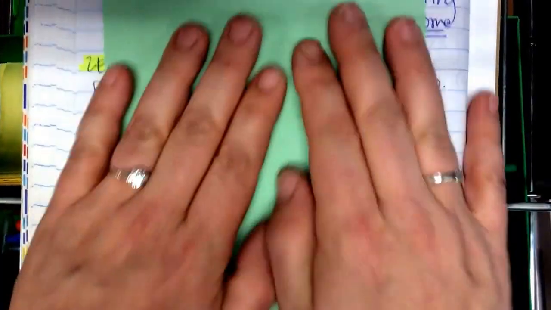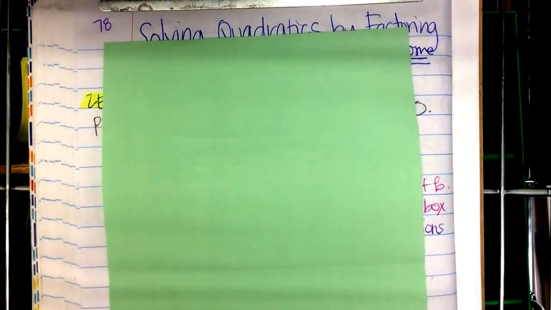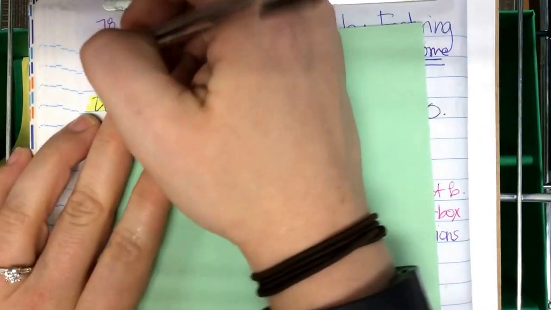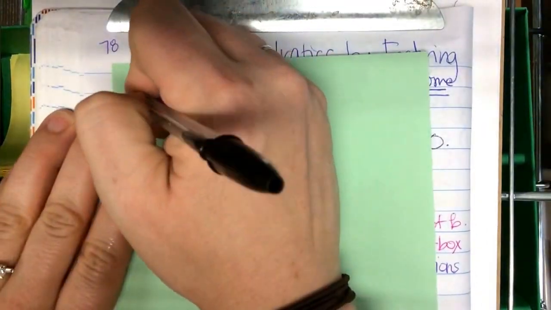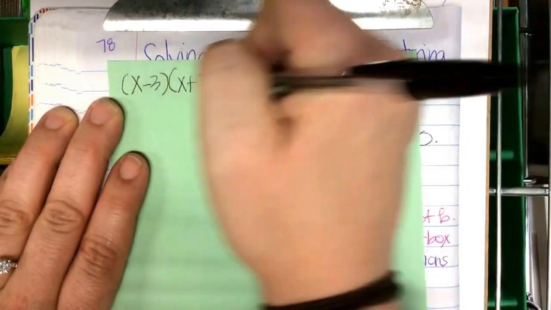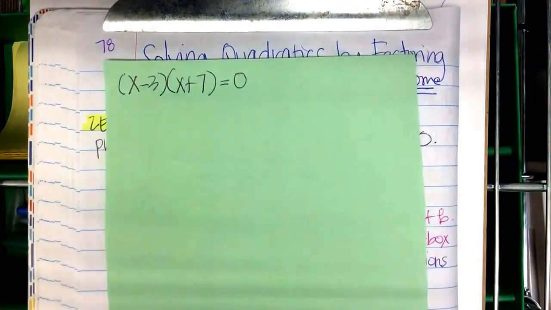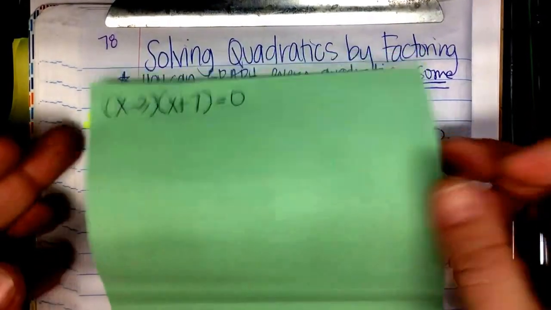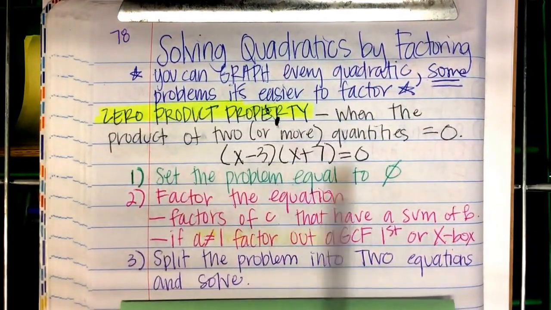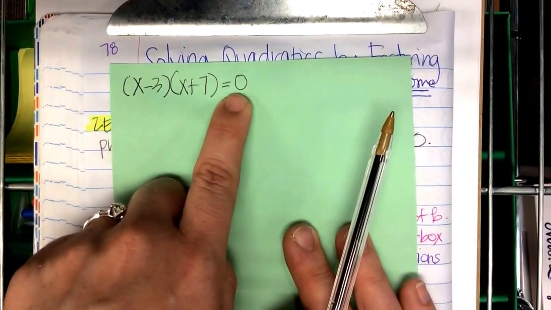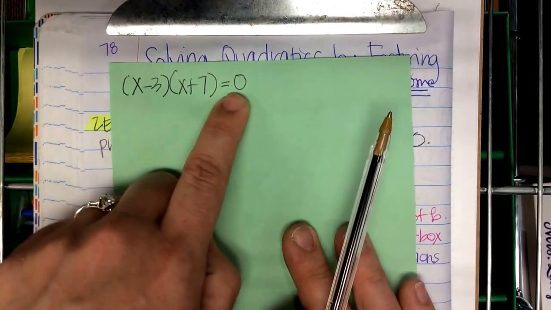Okay, ready? All right, let's start off easy. If your problem is already factored, like that example we had at the beginning of our notes, if your problem is already factored, we can skip step 1. Set the problem equal to 0 because it's already equal to 0, right? Yeah, it says equal 0.